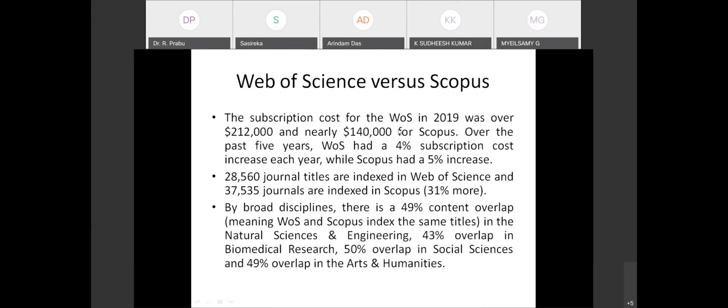The subscription cost for Web of Science in the year 2019 was just over $212,000. Just imagine, when you convert it into Indian rupees, it goes to more than crores of rupees per year subscription. But when it comes to Scopus, just imagine the dollars, $140,000. So these are very costly databases. That's what I told in my last presentation also. It is very difficult to procure these databases in all the institutions in India.